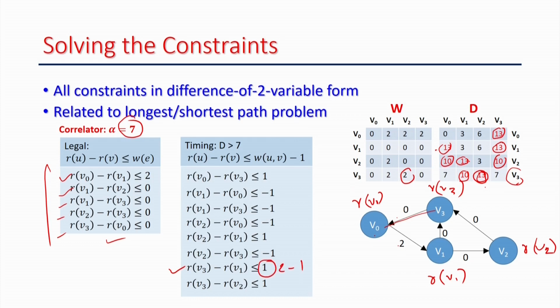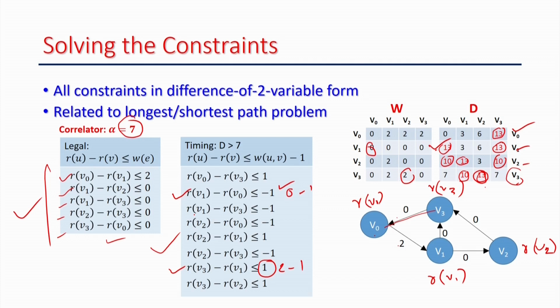Similarly, if I take another value, say this one, this is V1 to V0. For this, R(V1) minus R(V0) should be WUV, which is 0 here. So, 0 minus 1, this is minus 1. So, this is how this constraint is added. For all these values I am going to add a constraint like this. Okay. So, I now have a set of inequalities. This is the feasibility constraint and this is the critical path constraint.